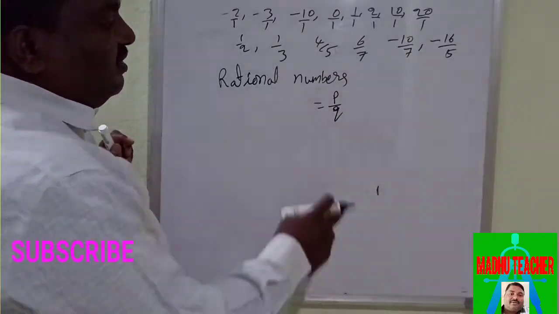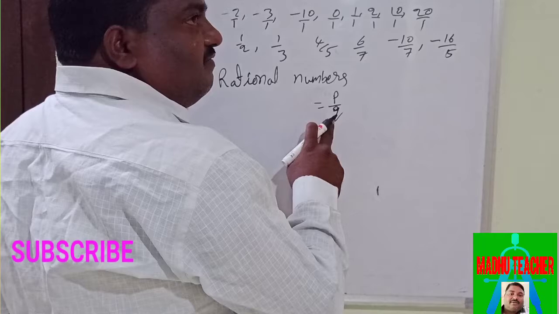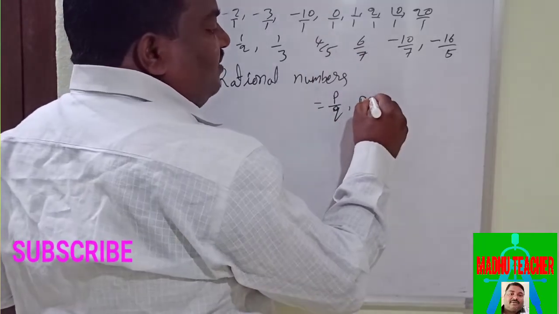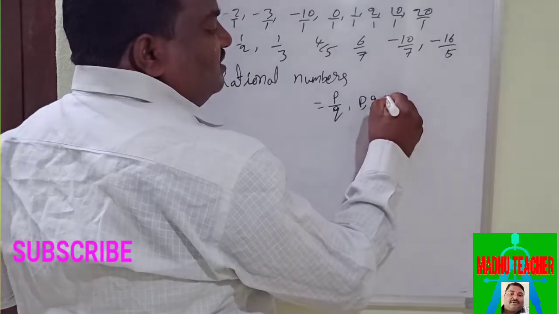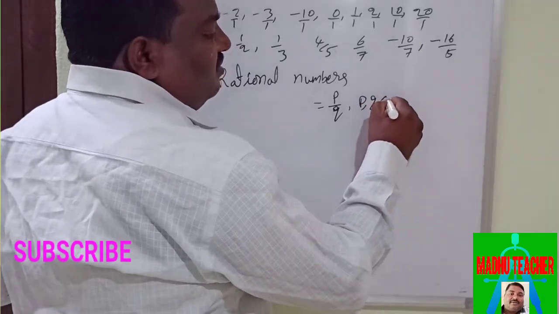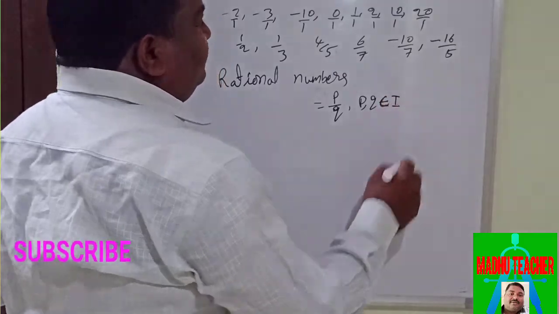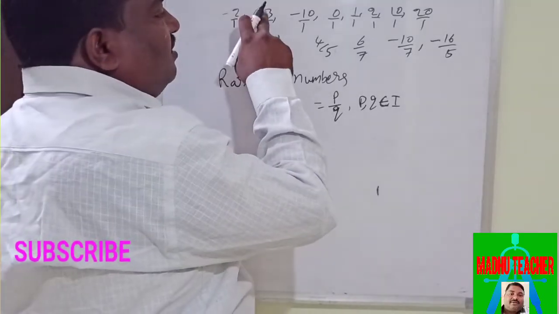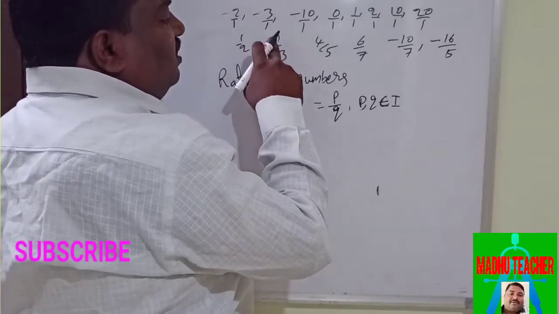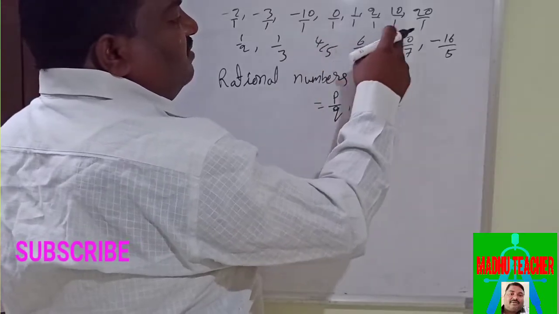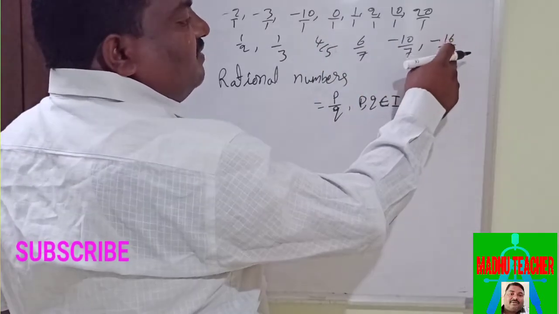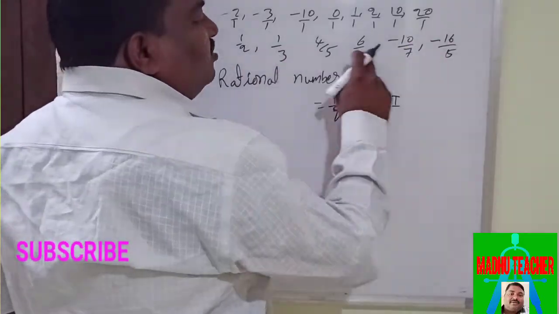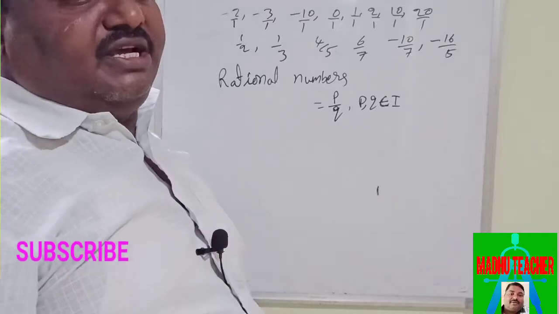P/q, that means numerator by denominator form. So here, by observing this, p and q belong to integers. That means here the numerator minus 2 is an integer, 1 is also an integer. Minus 3, 1, 1, 2, 1, 3, 4, 5, 6, 7, minus 10, 7, minus 16, 5. These all are integers. In numerators we have integers, and also in the denominator we can see integers.